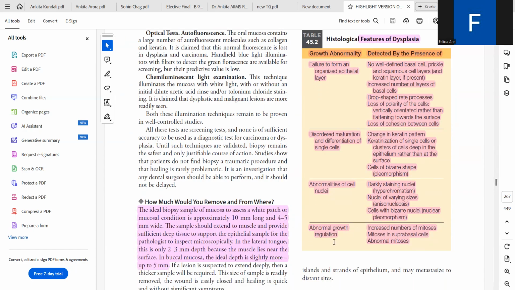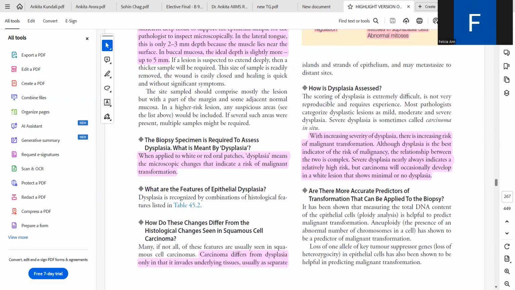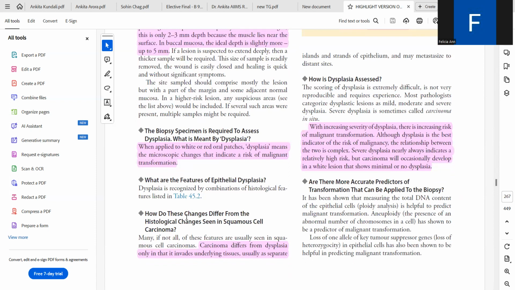Then we have abnormal growth regulation. This is increased numbers of mitosis in suprabasal cells, and abnormal mitosis. This is when the cells are dividing, there is abnormal growth regulation. Then we have, how do these changes differ from the histological changes seen in the squamous cell carcinoma? What is a full-blown cancer versus dysplasia? How much difference is there?